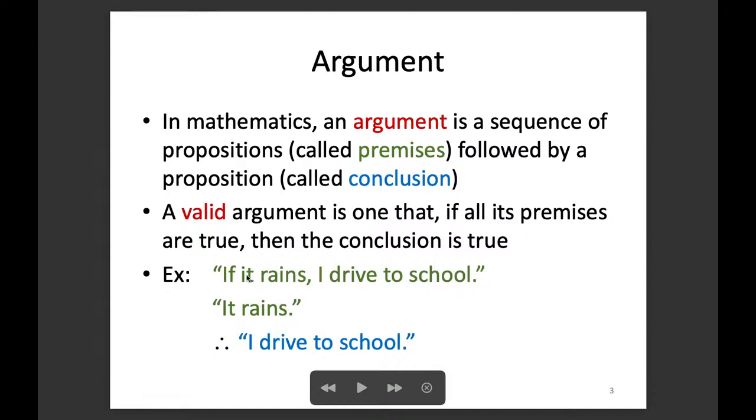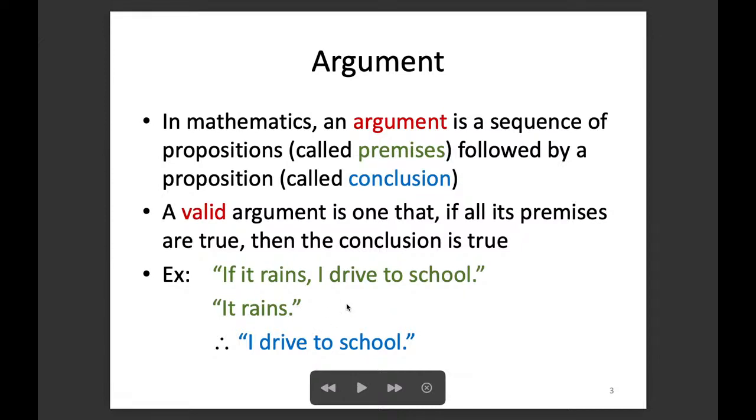For instance, let's see this example. There are two premises. The first says that if it rains, I drive to school. The second says it rains. Now suppose this is really my habit, so whenever it rains, I will drive to school, and now it is really raining. Then using our common understanding, we can conclude that I will now drive to school. This makes sense, right?